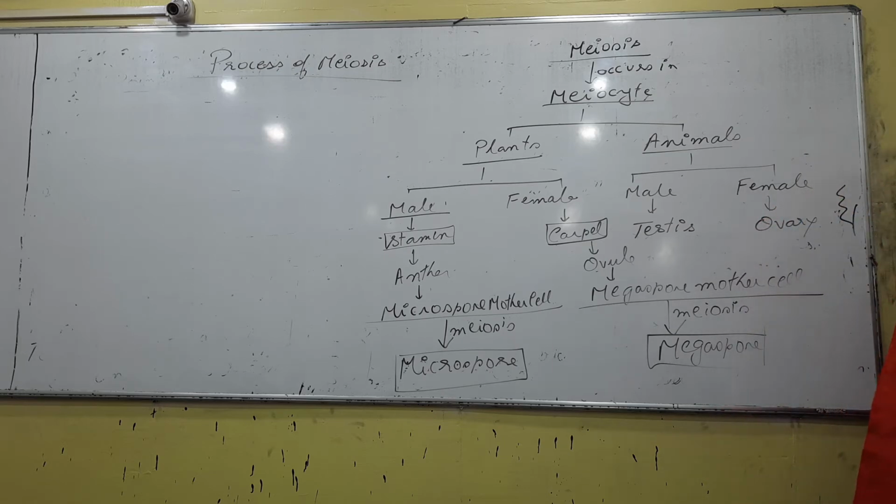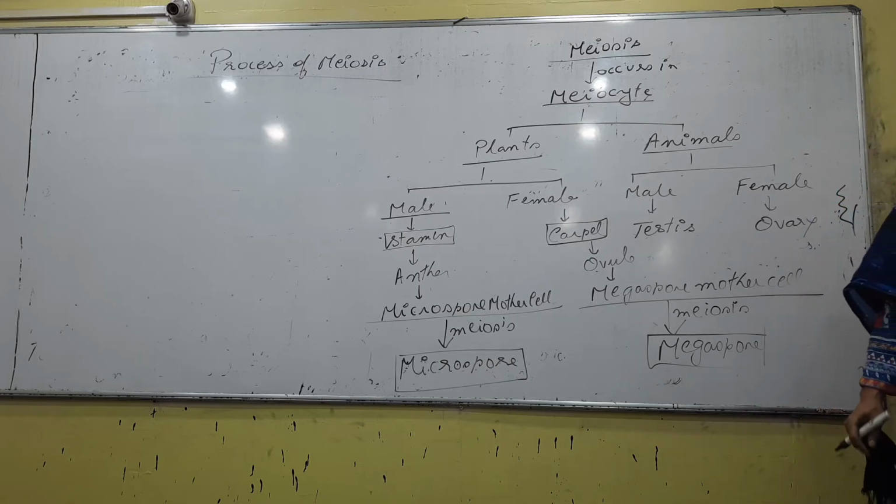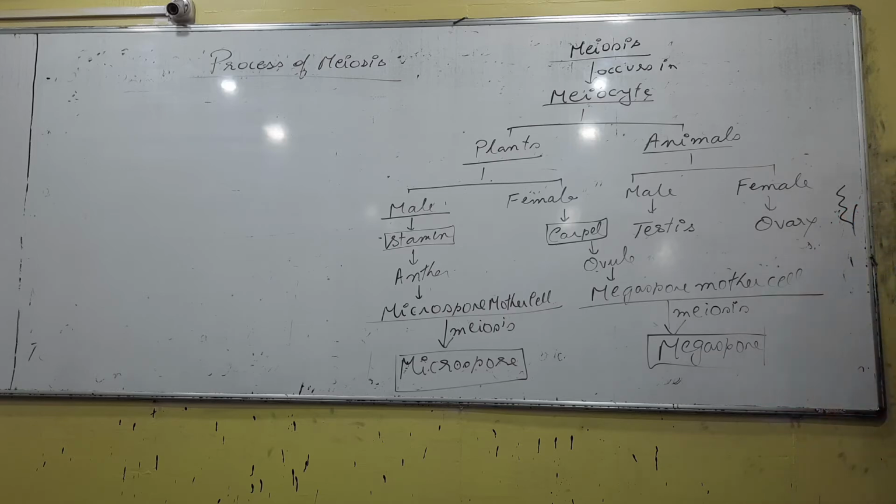I can finish it. If it's over, please say. Microspore, megaspore, we have already studied in the plant kingdom. Meiocyte, or ploidy twice n.